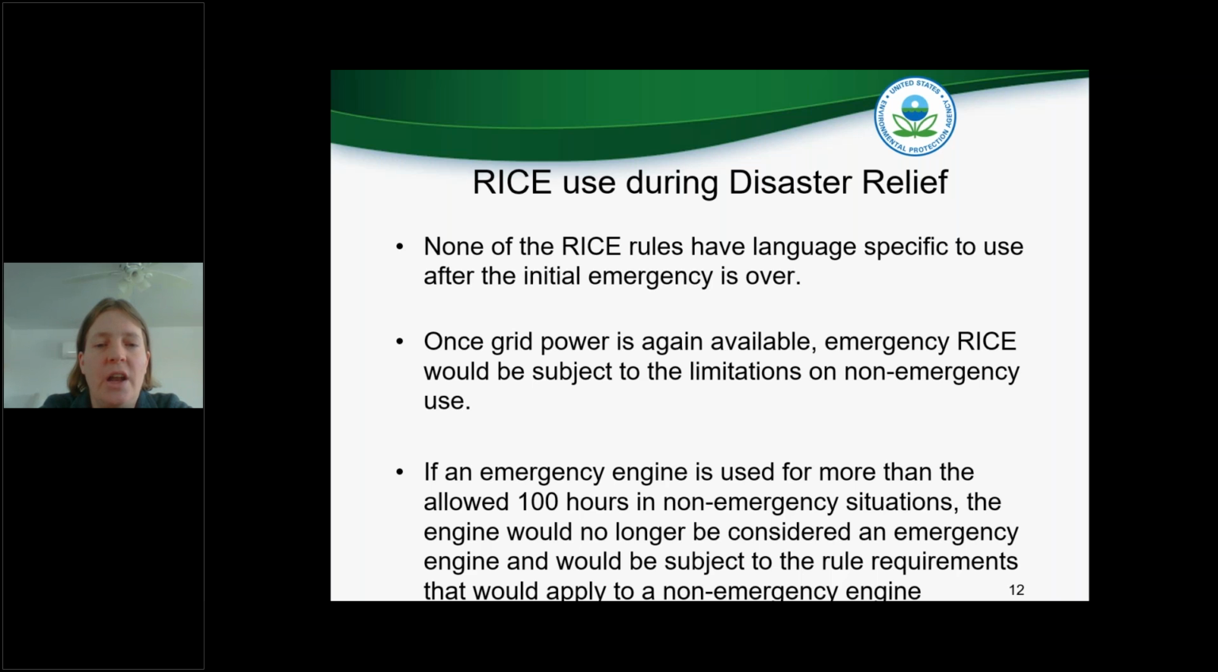So like I said, none of the RICE rules have language specific to use after the initial emergency is over. Once the grid power is again available, emergency RICE would be subject to the limitations on non-emergency use. And if the emergency engine is used for more than the allowed 100 hours in a non-emergency situation, it would no longer be considered an emergency engine under the rule, and it would be subject to the requirements that would apply to any non-emergency engine of whatever size and type the emergency engine was. They're actually certified as emergency engines under the rule, so they would basically lose that certification, at least for the rest of that time period, and then they would be subject to whatever non-emergency engine subcategory they would fall into at that point.